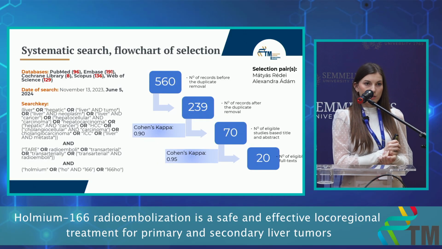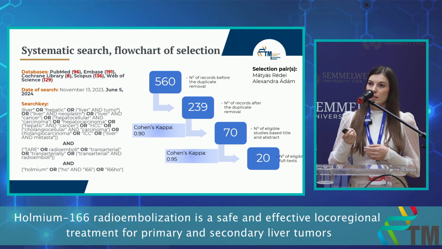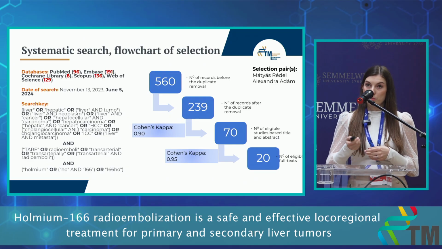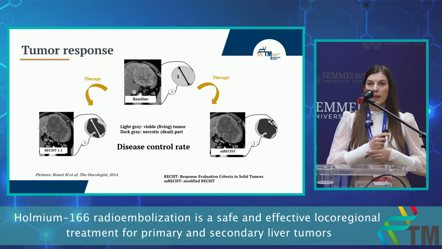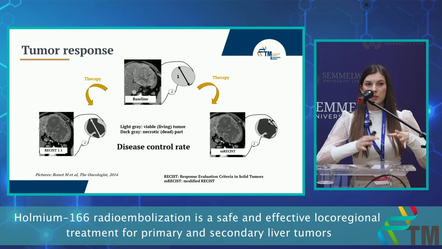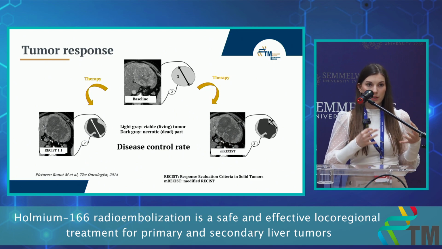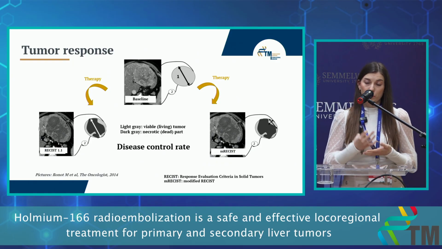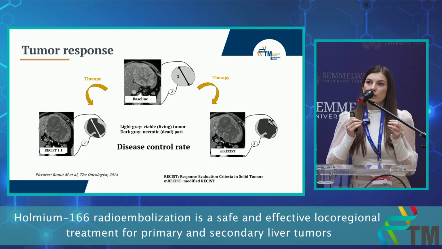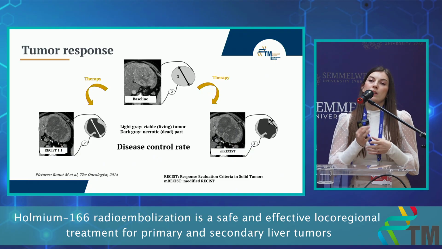So we conducted our search in 5 databases with the following search key, and at the end of our selection, we got 20 eligible full texts. So my first outcome is tumor response, which we express in terms of disease control rate. Disease control rate refers to how successfully we prevented the living tumors from growing. And for assessing tumor response, we use two systems, the RECIST 1.1 system and the modified RECIST system.